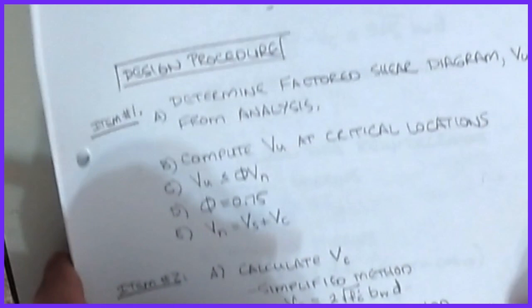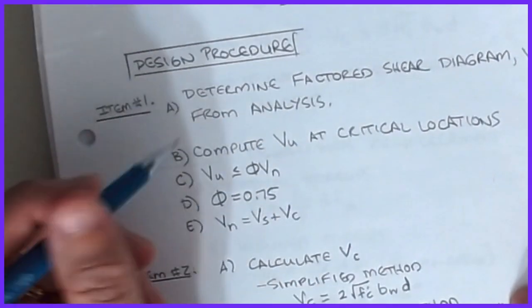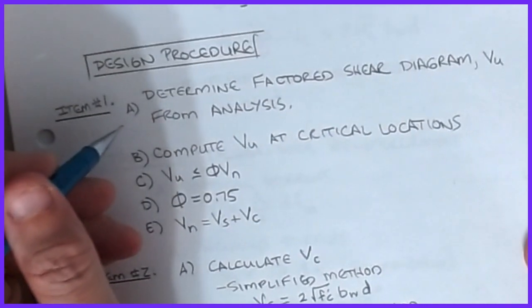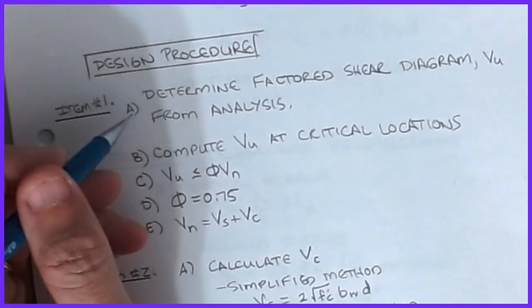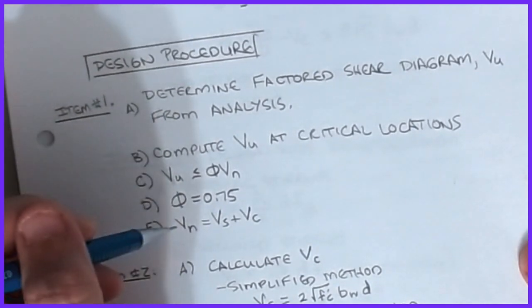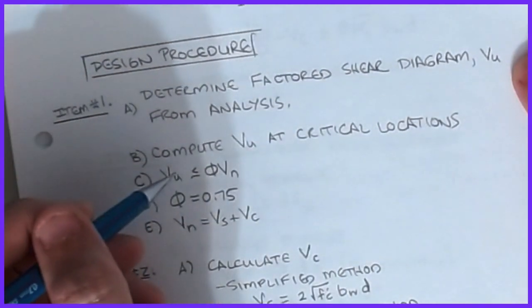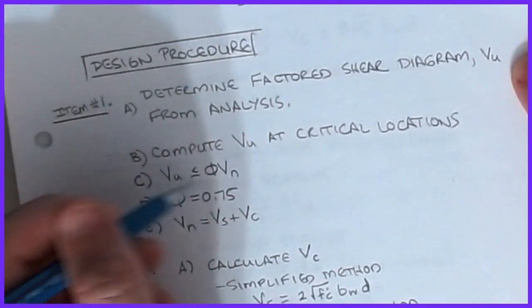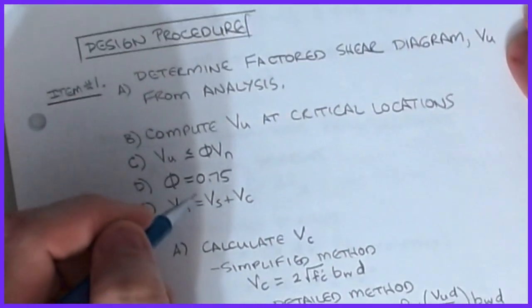So let's walk through a general design procedure. For item number 1, we have to determine our factored shear diagram, Vu. I walked you through the diagrams of what we're looking at, and we're going to figure out the following values. We're going to compute Vu at our critical locations, and then check Vu less than or equal to phi Vn as our capacity requirement. Phi is 0.75 and Vn is Vs plus Vc. So that's our basic ACI characteristics.